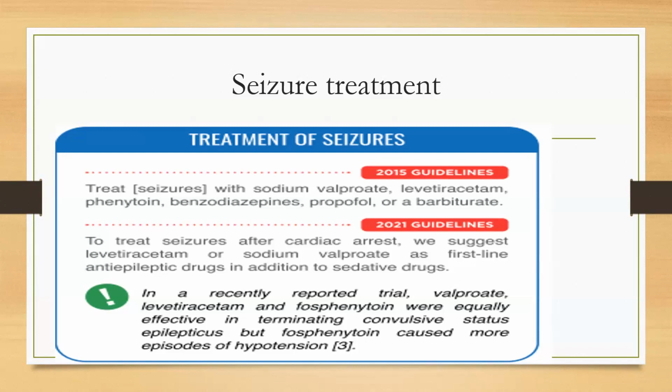In a recently reported trial, valproate, levetiracetam, and fosphenytoin were equally effective in terminating convulsive status epilepticus, but fosphenytoin caused more episodes of hypotension. So it is very clear that if fosphenytoin is causing more episodes of hypotension, then we should avoid it, because hypotension will again cause neuronal injury, which will cause a bad prognosis.